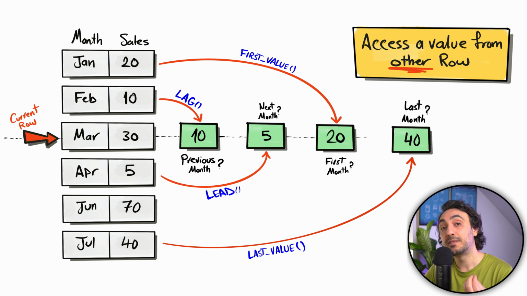So this is exactly the purpose of the value functions or analytical functions. We can access a value from another row. And here it's very important to understand as well that the value functions are like the ranking functions. We have to use the order by in order to sort the data, in order to understand what is the first row and the last row. In this example, the data is sorted by the month. So guys, the access functions are really important for analytics. You can use them in order to access a value from other rows in order to do comparison.